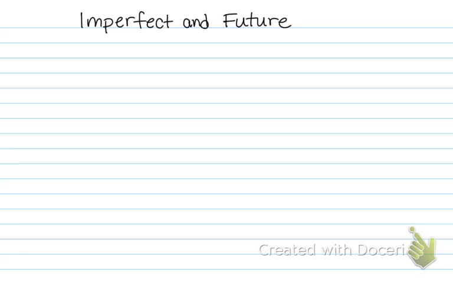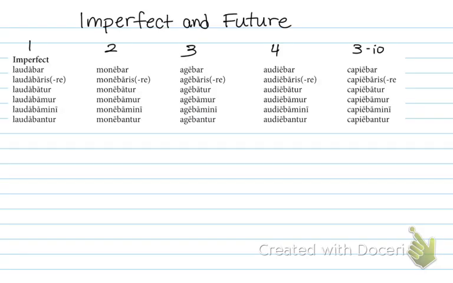Okay, last up is the imperfect and the future. Again, I've copied and pasted from the back of Wheelock. For the first and second, we learned the endings -bar, -baris, -batur, -bamur, -bamini, -bantur. The same set of endings appear in all four and a half conjugations. You just have to pay attention to what stem you're adding it onto. So for the second conjugation, we're adding it to monē, third, we're adding it to agē, fourth, we're adding it to audiē, so I, long E. And then third -io, we're adding it to capiē, I, long E.